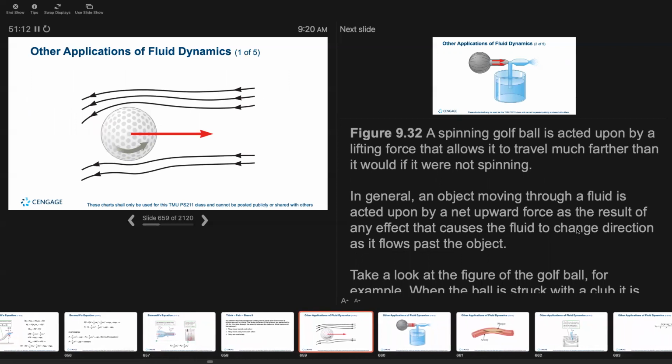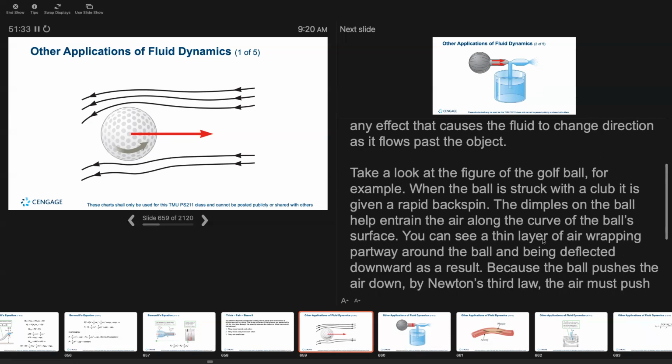So in this figure, we have a spinning golf ball acted upon by lifting forces that allow it to travel much farther than it would if it were not spinning. In general, an object moving through a fluid is acted upon by a net upward force as a result of any effect that causes the fluid to change direction as it flows past the object. Take a look at the figure of the golf ball, for example.